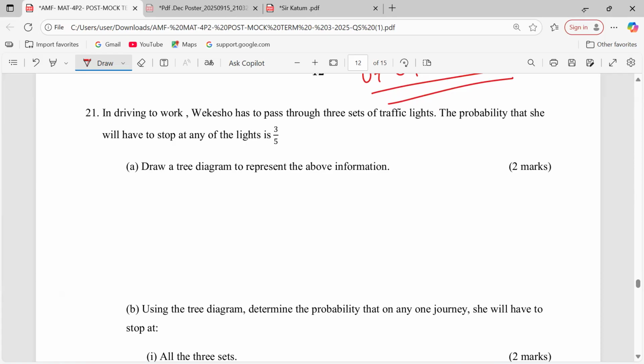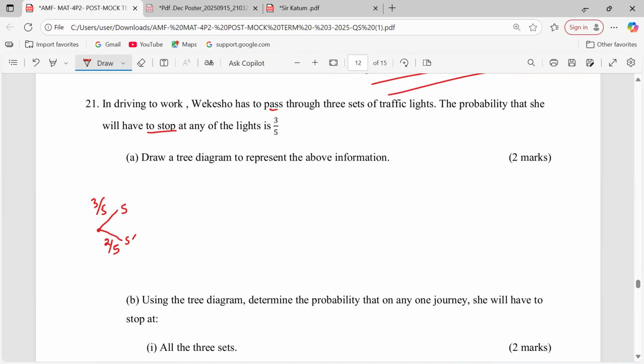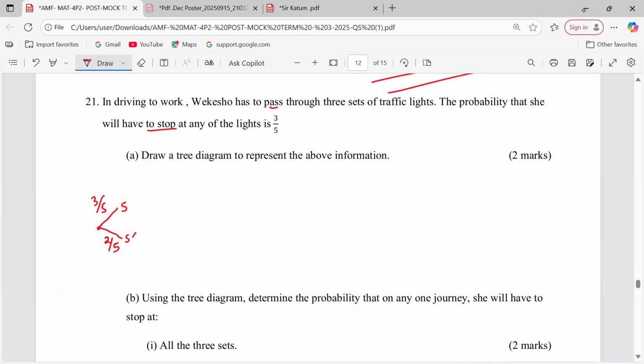So now we talk about Wekesho in the first light, passing the 3 lights. Probability of stopping: she can stop or not stop. Stopping is 3 over 5, meaning that not stopping is 2 over 5. These are what we call mutually exclusive events, whereby their probabilities add up to 1. The 2 cannot occur at the same time. She has either to stop or not stop. So if she stops at a probability of 3 over 5, then not stopping should be 2 over 5.